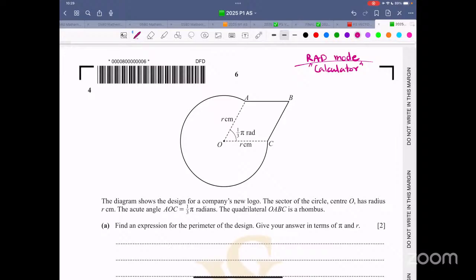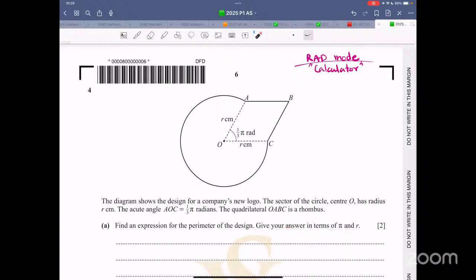Now it says the diagram shows the design for a company's new logo. The sector of the circle, center O, has radius r. The acute angle is pi by 3 radians. The quadrilateral is a rhombus. Find an expression for the perimeter of the design. Give your answer in terms of pi and r.